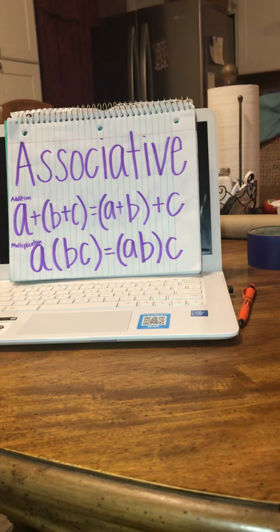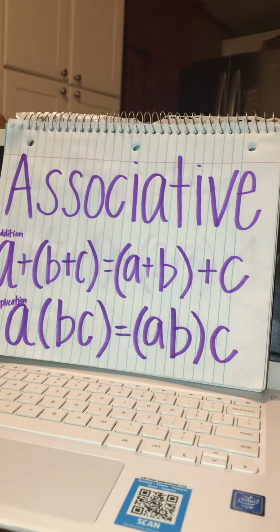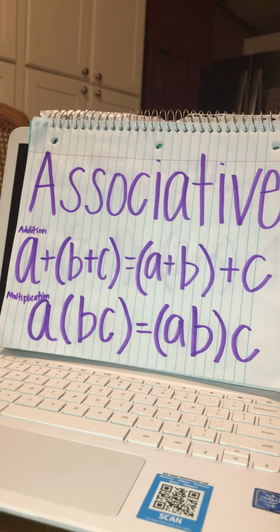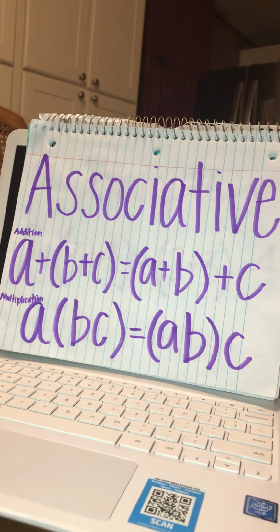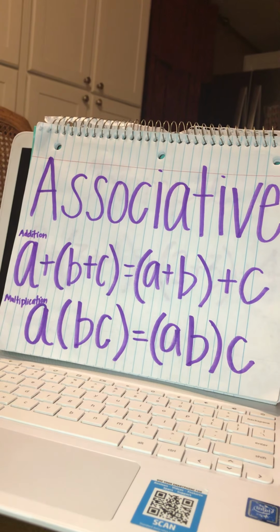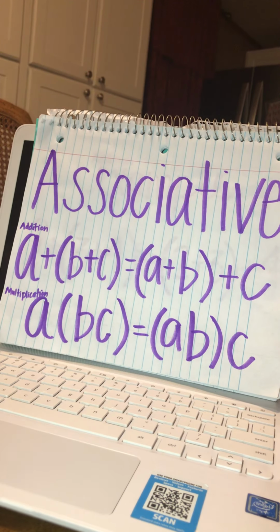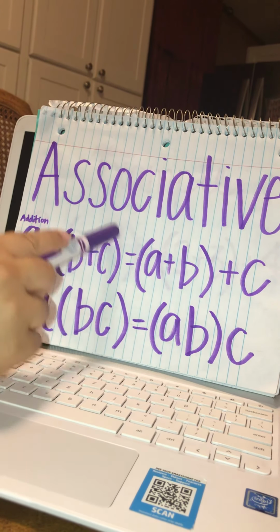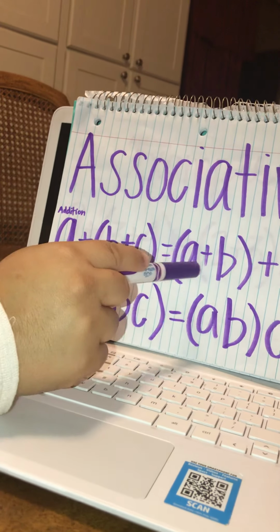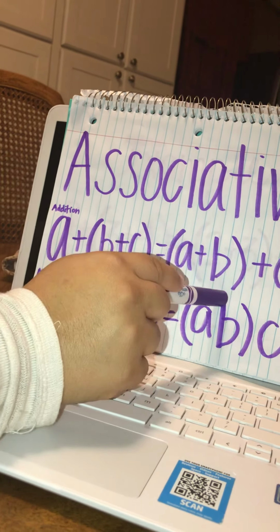Now, we're going to move to the associative property. The word associative comes from associate or group. The associative property is the rule that refers to grouping. So there are two different types: you have addition and you have multiplication. In addition, you have A plus (B plus C) equals (A plus B) plus C.